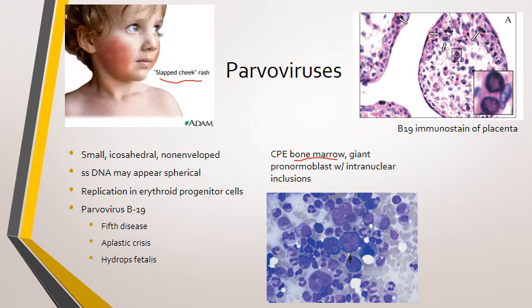The replication in these viruses occurs in erythroid progenitor cells, and so it will have particular effect on the clinical findings that you have with this. There is a single human pathogen in this group, and that's parvovirus B19. Again, it replicates in those erythroid progenitor cells, meaning your bone marrow cells, but remember, another erythroid progenitor is fetal liver cells, so it can grow there as well.